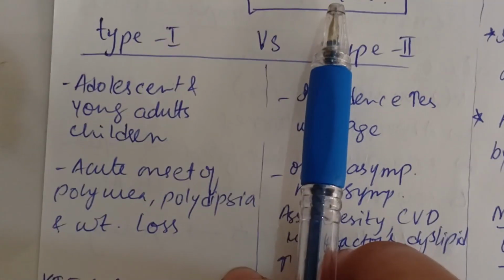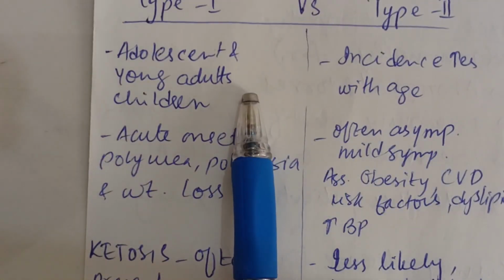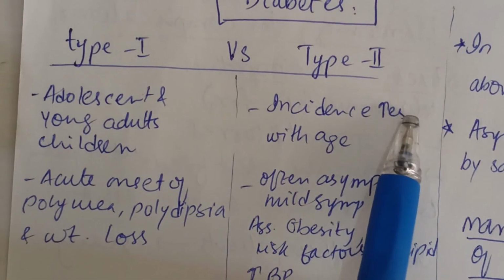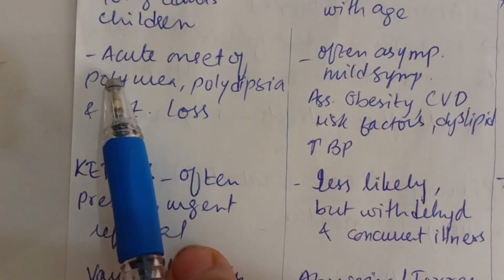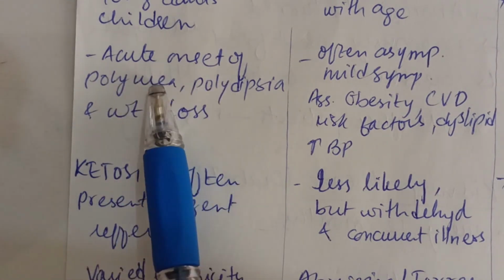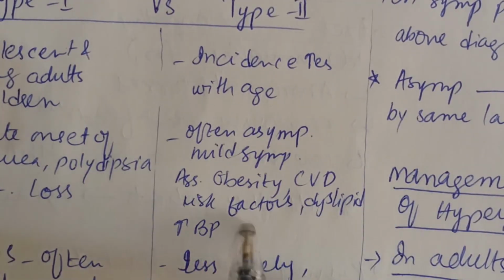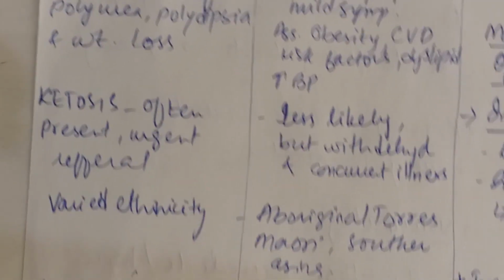So diabetes is basically type 1 and type 2. Type 1 presents in adolescents, young adults and children. But in type 2 diabetes, it increases with age. Most of the time, type 1 diabetes presents with acute onset of polyuria, polydipsia, and weight loss. Type 2 is often asymptomatic, with mild symptoms. It is associated with obesity, cardiovascular risk factors, dyslipidemia, and increased blood pressure, that is hypertension.